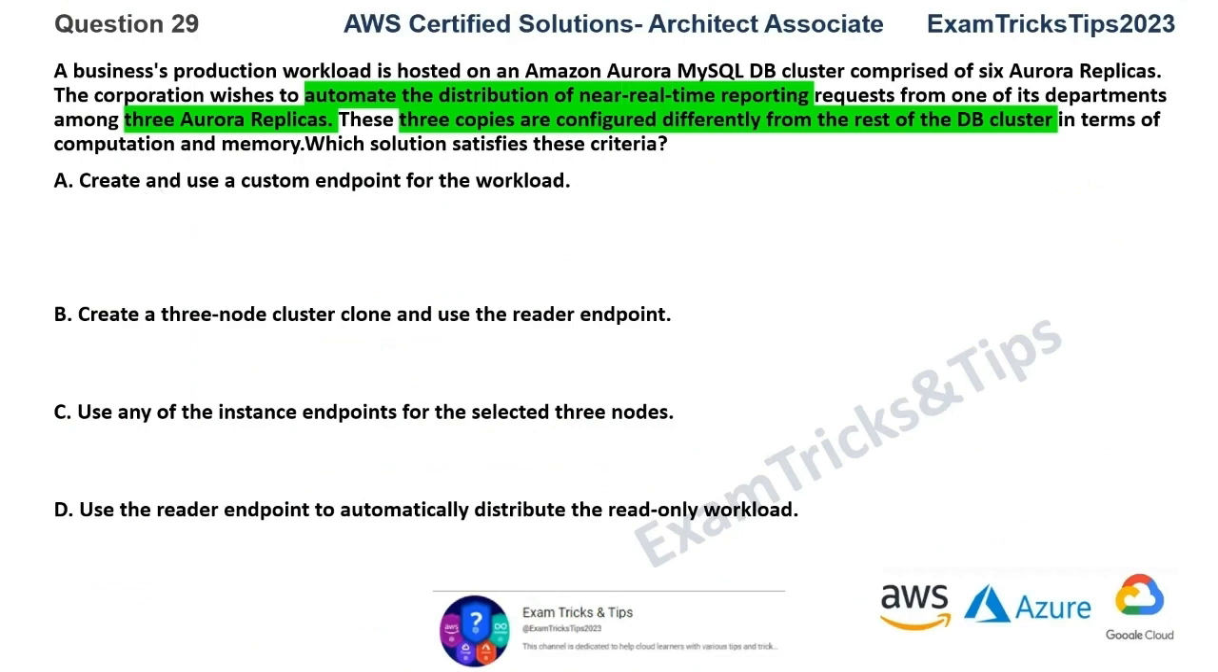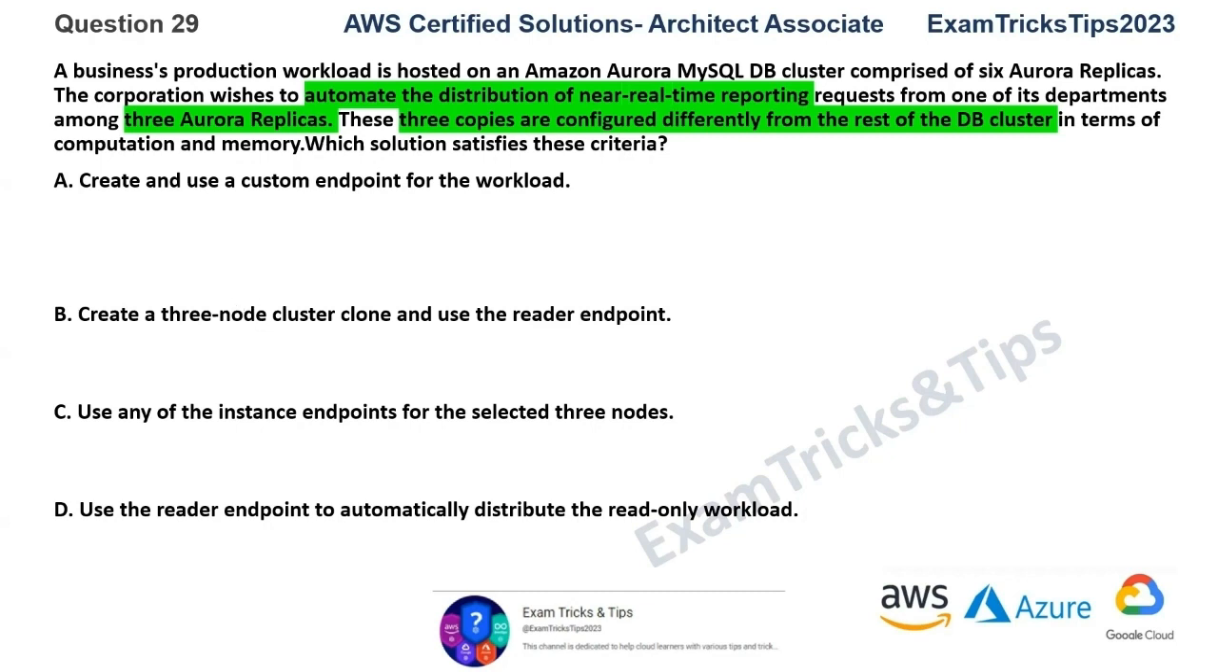I will probably create a separate short video to go over endpoints, but from an exam perspective, we're covering what is needed right now, which is the custom endpoints. And as you can see, there are 4 options here. Custom endpoint is one of them. Then there is a cluster clone, and we are talking about instance endpoint and then reader endpoint. All the 4 endpoints that we saw in the previous article from AWS documentation are here.